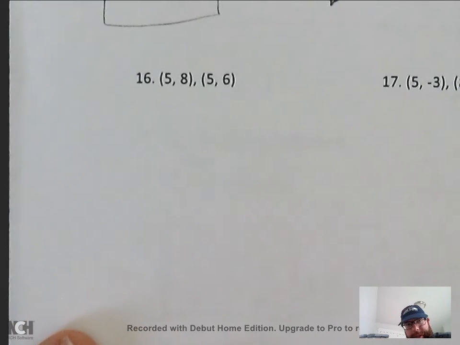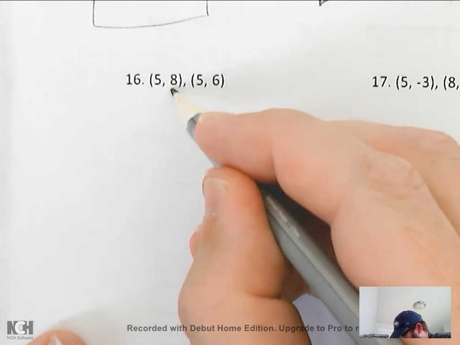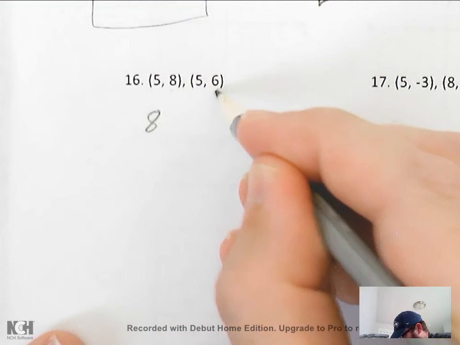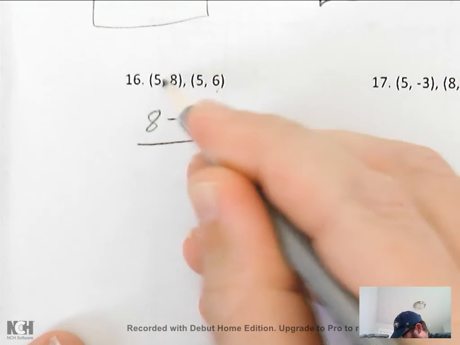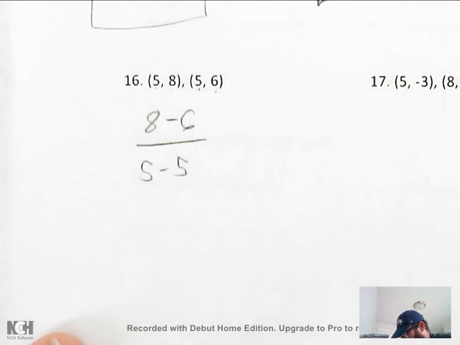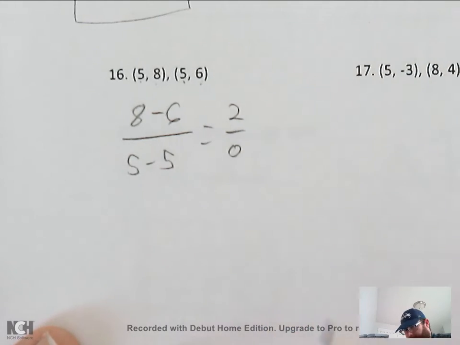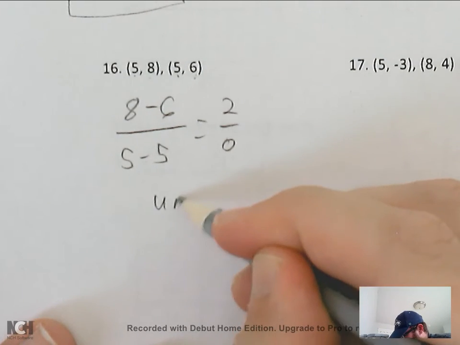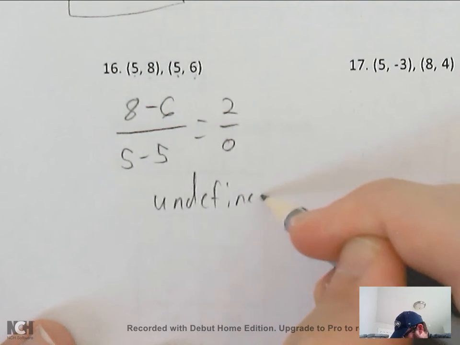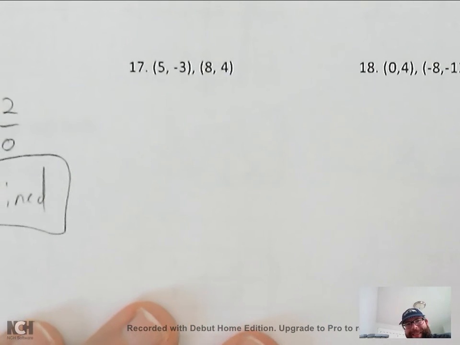Okay, try another one. This one, we would do the first y, so 8 minus the second y, 6, all over the first x, 5, minus second x, 5. That becomes 2 over 0, which is undefined. Okay, guys are never going to forget that video.